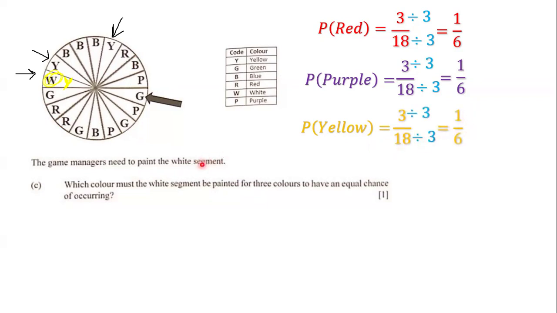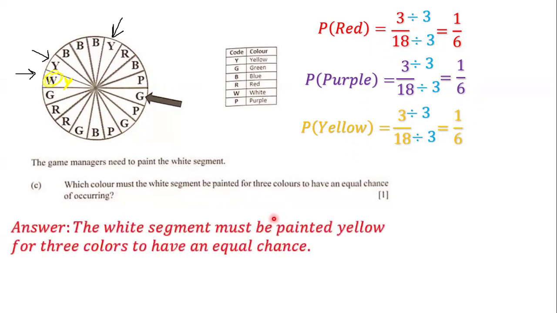So if the white segment is painted yellow, then red, purple, and yellow would have an equal chance of occurring because all of their probabilities would be 1/6. And so the color that the white segment must be painted for 3 colors to have an equal chance of occurring is yellow. So the white segment must be painted yellow.